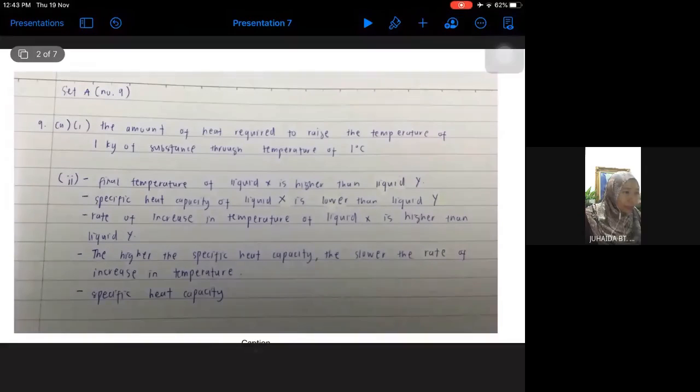Okay? And then the last question, name the physics concept. Specific heat capacity. Yes. Yes. Correct. Okay? So yang lain ada apa-apa nak tanya? Yes, Fatimah.